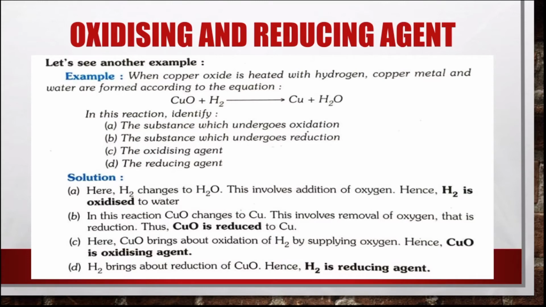In this reaction, CuO changes to Cu. This involves removal of oxygen, that is reduction. Thus, we can say that CuO is reduced to Cu. Children, here CuO brings about oxidation of hydrogen by supplying oxygen. Hence, CuO is the oxidizing agent. And H2 brings about reduction of CuO. Hence, we can say that H2 is the reducing agent.